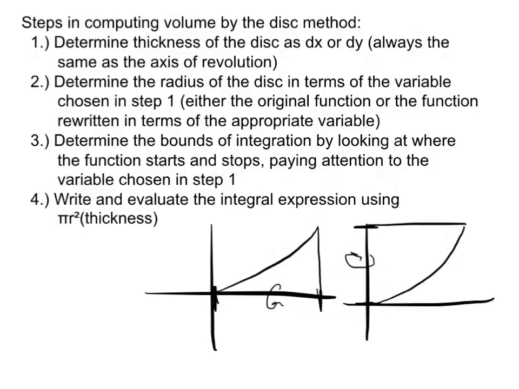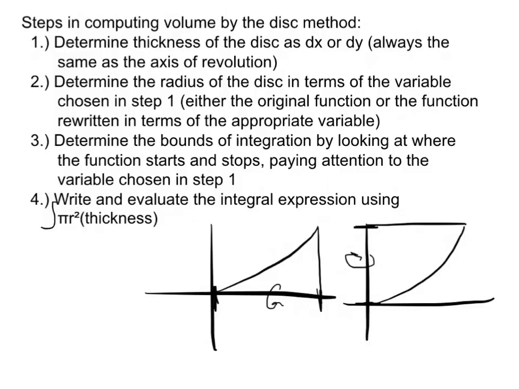Step three, find the bounds of integration by looking at either the x length or the y length. And step four, the last part, is to write and evaluate that integral using the thing that I mentioned before. It'll be the integral of pi times the radius, which was chosen in step two, the thickness, which was chosen in step one, and then you'll have your bounds of integration, which we found in step three.